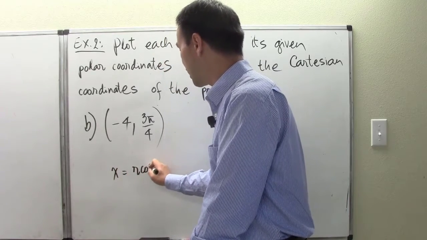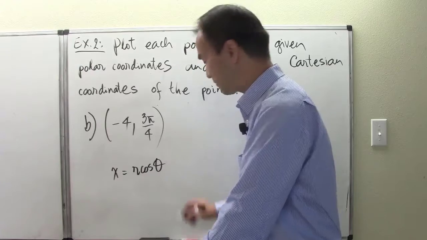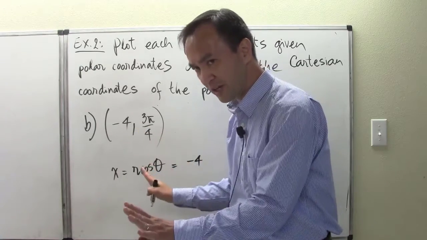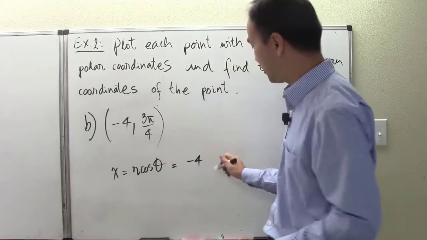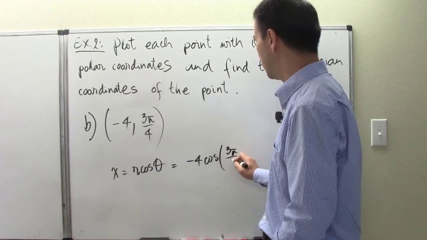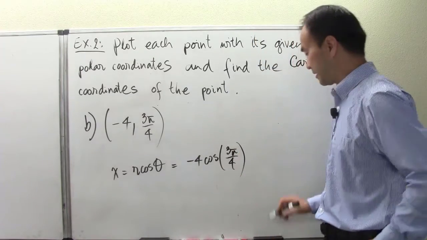Now the next step: the x coordinate must be found by r times cosine theta. So r is -4. Nothing needs to be changed, just that exact formula. I'm going to multiply -4 with the cosine of the angle 3 pi over 4. And this is the calculation.